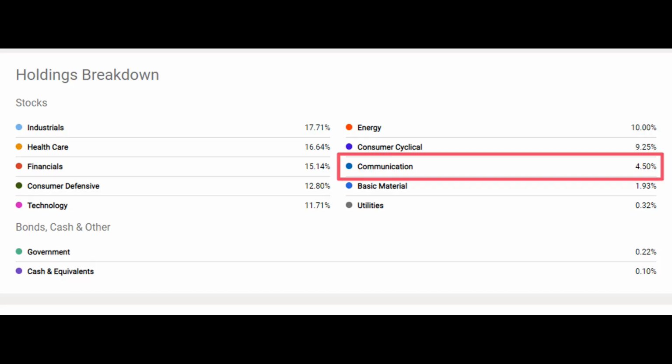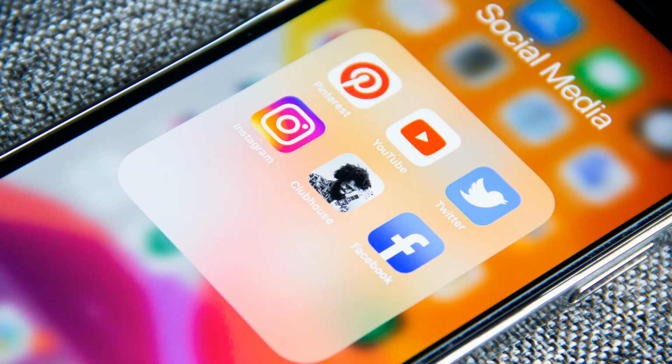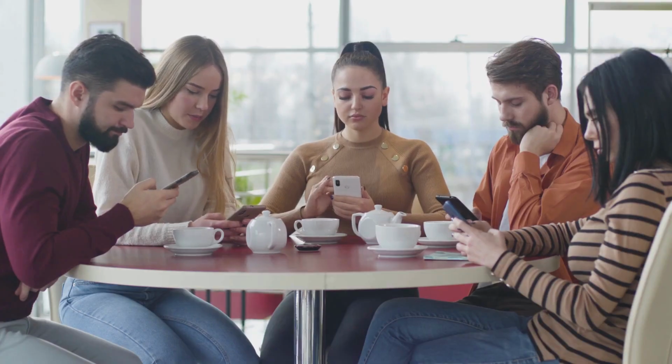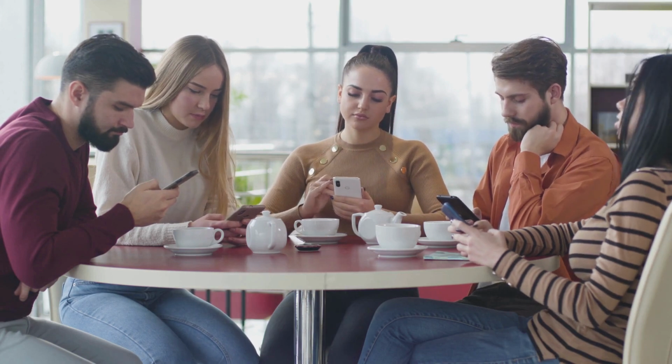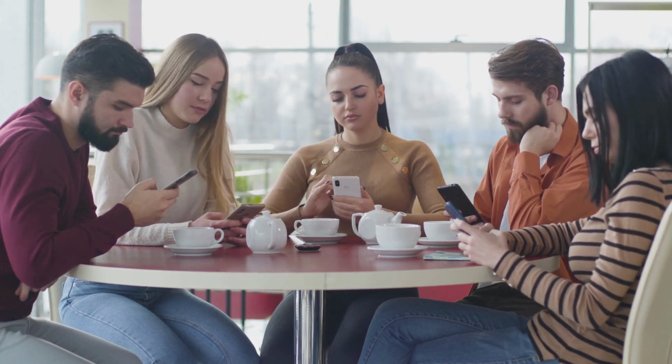The next sector is communication. The communication services sector includes industries such as telecommunications, media, including social media, broadcasting, and others. The communication sector is not classified as a typical defensive sector. However, it is less cyclical than most of the others because it provides essential services. Regardless of whether there is a recession or not, very few people nowadays can stay even a day without phone and internet. So the demand for their services is pretty stable.